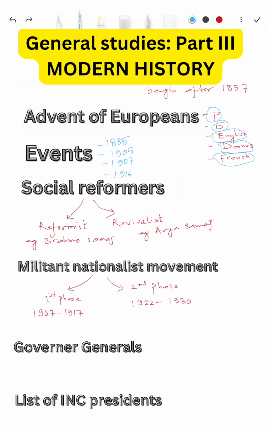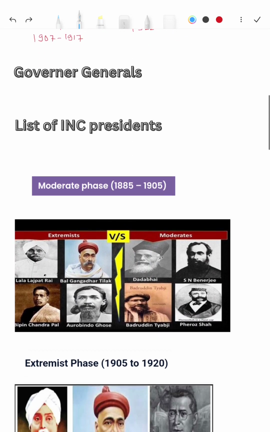Under Governor Generals, one has to see some important legislation that took place during their time, important battles, and some extremely important events. And if we come to the list of INC presidents, one also needs to know their importance, such as the first president of the INC, the first Muslim president, the first British president, the first woman president, and so on.